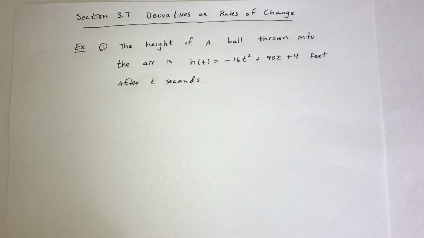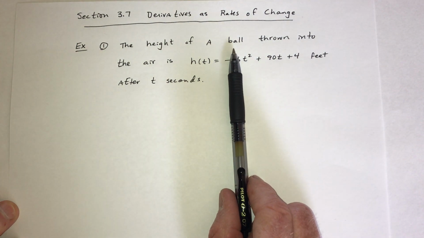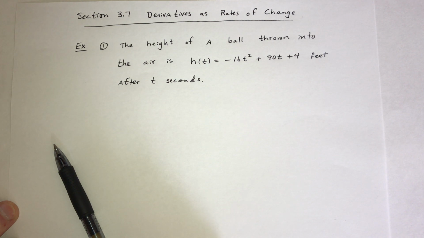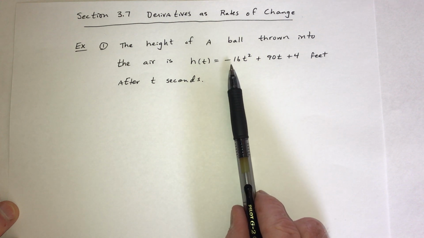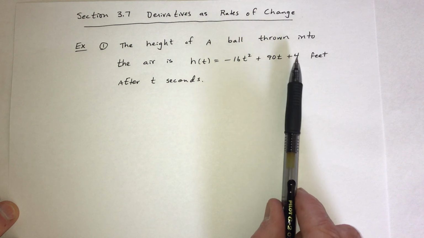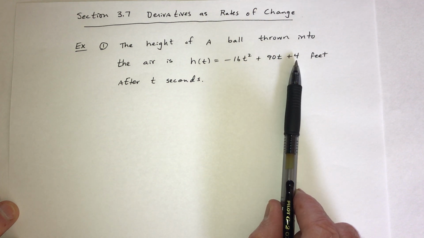So rate of change, how fast is something changing? In this case, it's going to be a ball that was thrown into the air. This number right here, 90, is actually its initial velocity. It was thrown at 90 feet per second. This is gravity pulling it back down. And this means it was released when it was 4 feet from the ground.